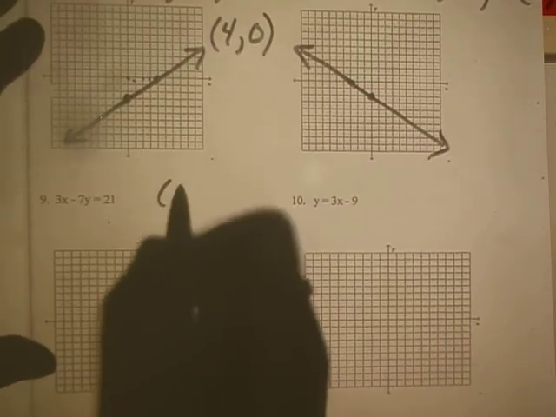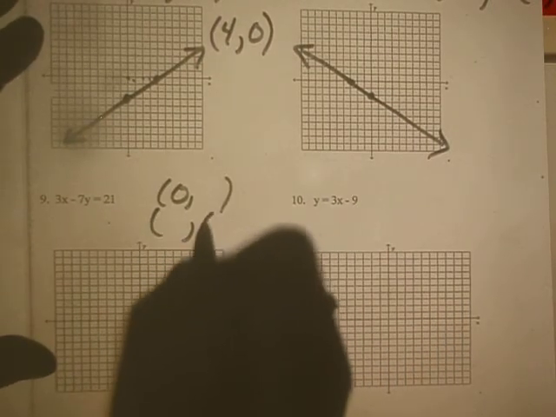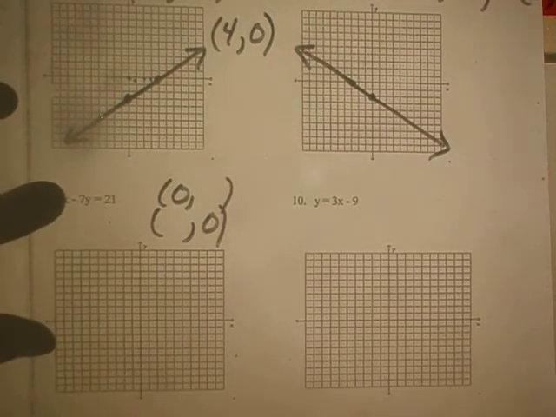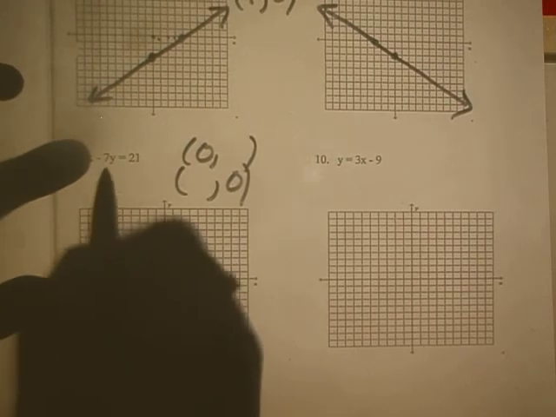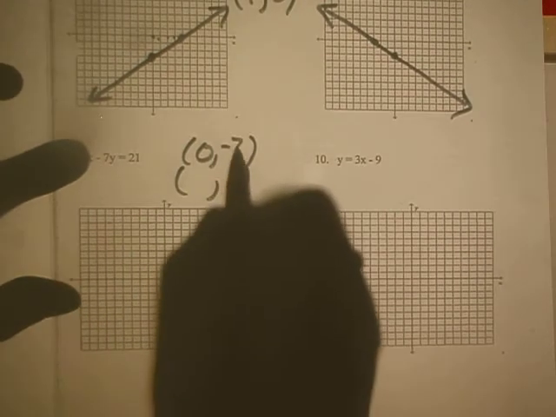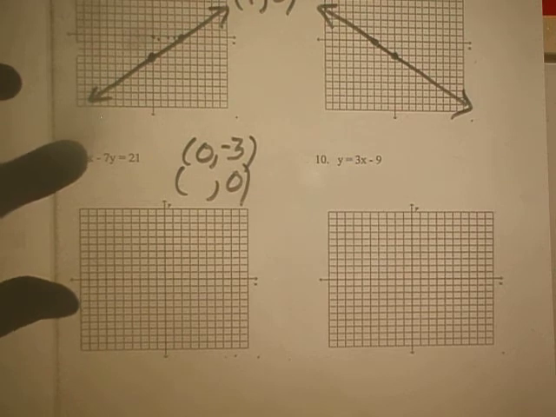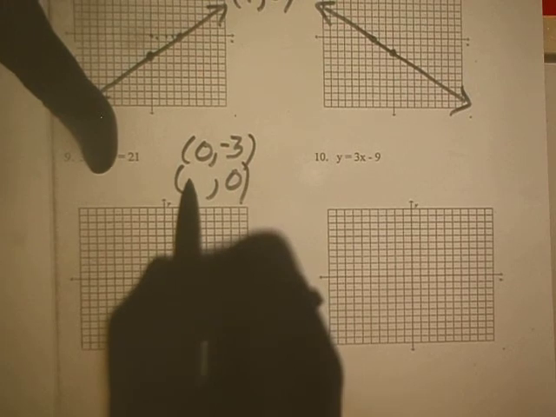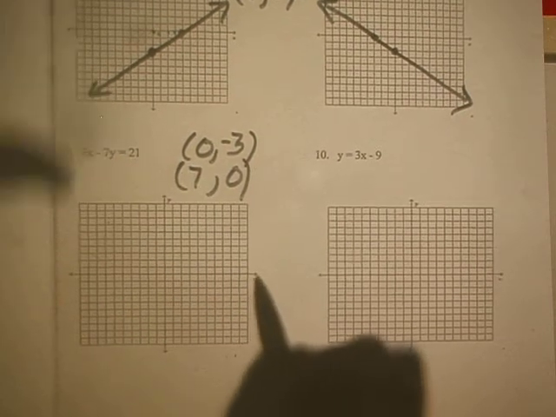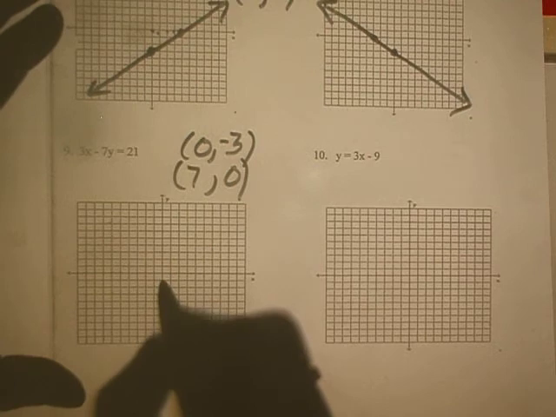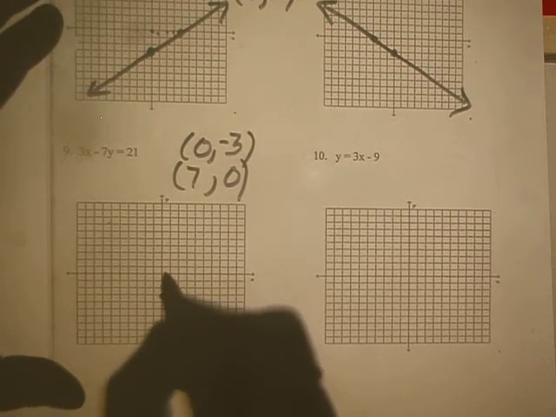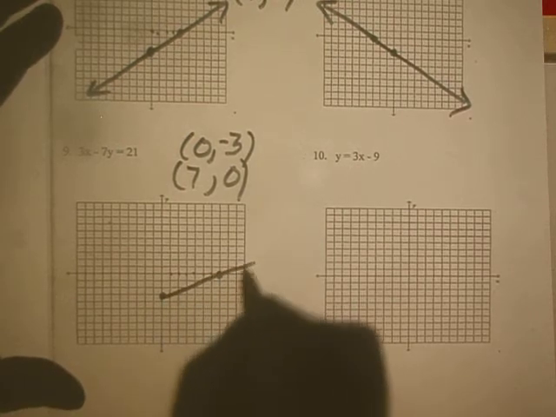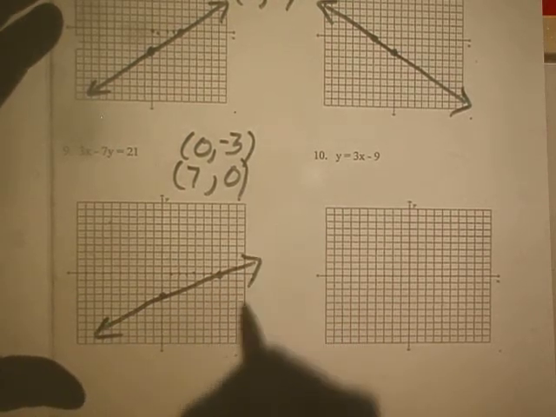Number 9, we need to figure out these intercepts. If x is 0, 3 times 0 is 0, so we cancel that out. 21 divided by a -7 is a -3. And now if the y is 0, 21 divided by 3 is a 7. Those are the intercepts. (0, -3), (7, 0), and your line looks like that.